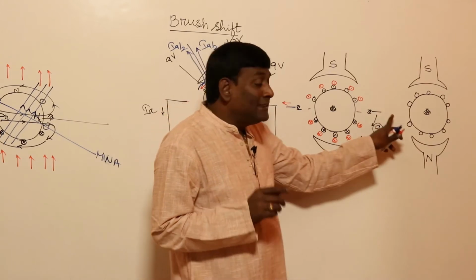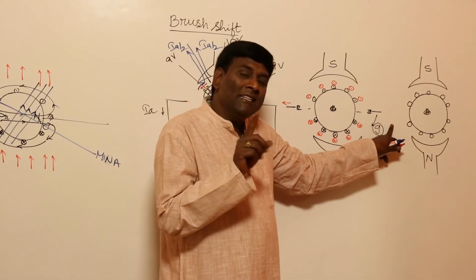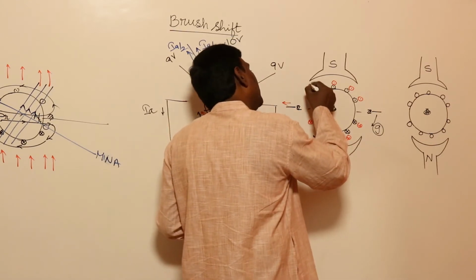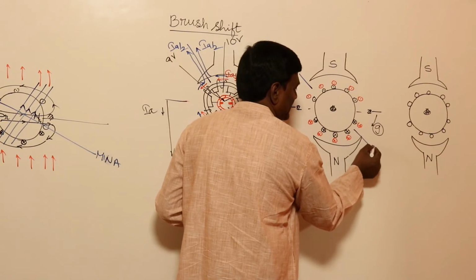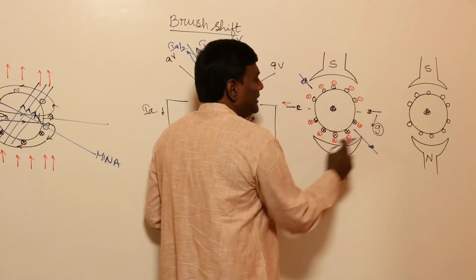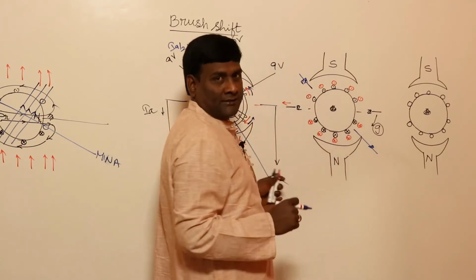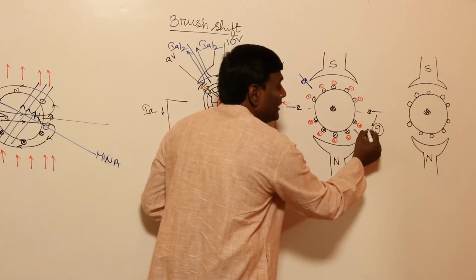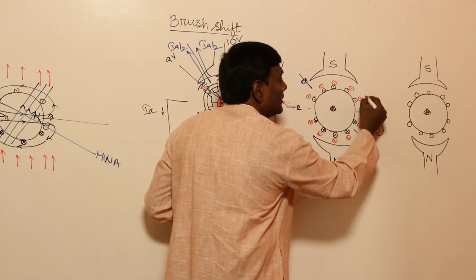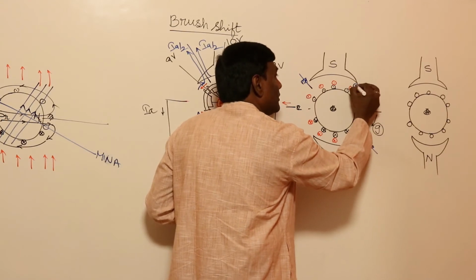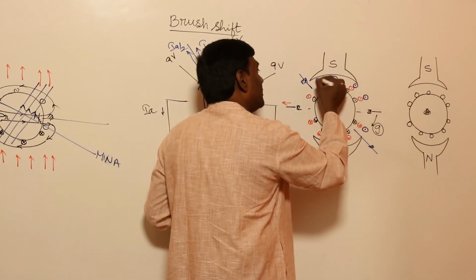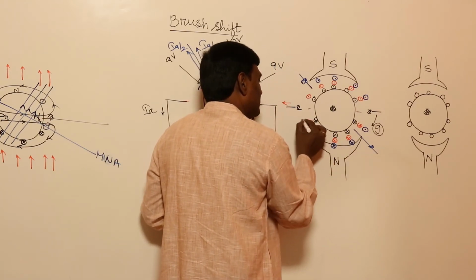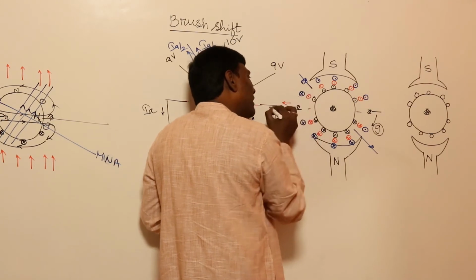Now, in the direction of rotation of the generator, the brush shift will be there. For example, I shifted my brush axis to here, in the direction of rotation of the generator. If I shift my brush axis, then what will happen? My new currents are going to be dot here, dot, dot, dot, dot, and current here will be cross, cross, cross, cross, and this will become cross.